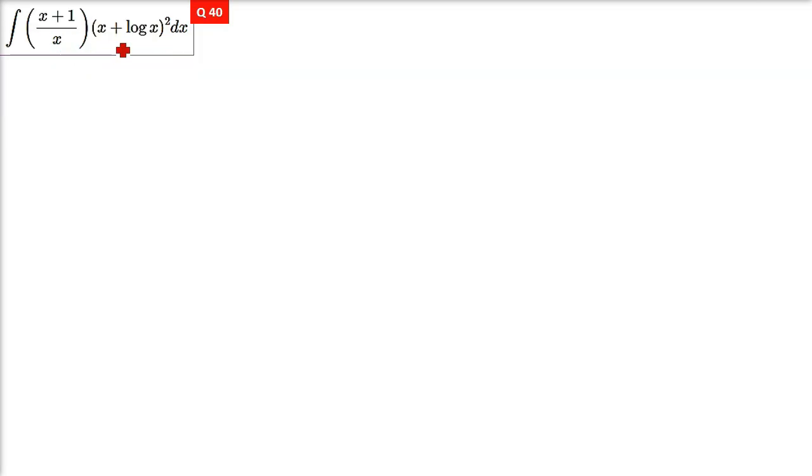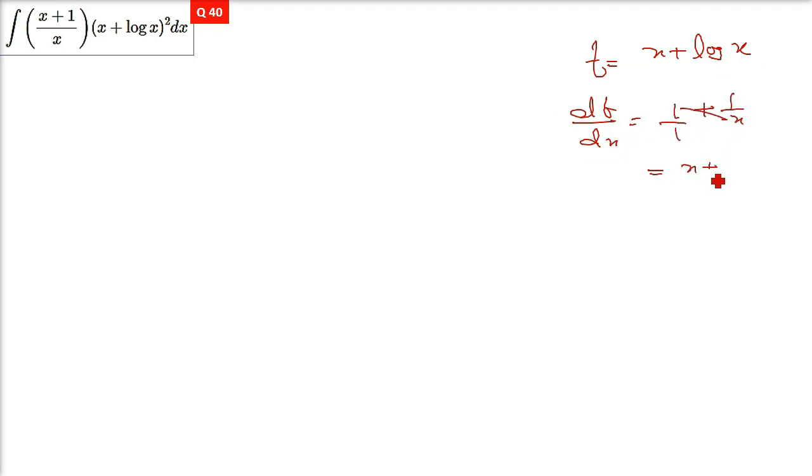Now, (x + 1/x) divided by (x + log x) whole square. Now, the derivative of x + log x will directly give you 1 + 1/x. That you already know; we have done this question in the previous exercises. So we'll take t as x + log x. dt/dx will be 1 for x, and 1/x for log x. So when you resolve this, it will be (1 + 1/x) dx, and this dx will go on the right. dt will remain like this, this whole will be dt, and (x + log x) will be t square.